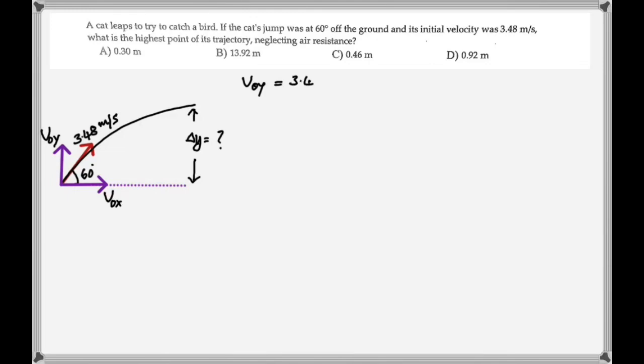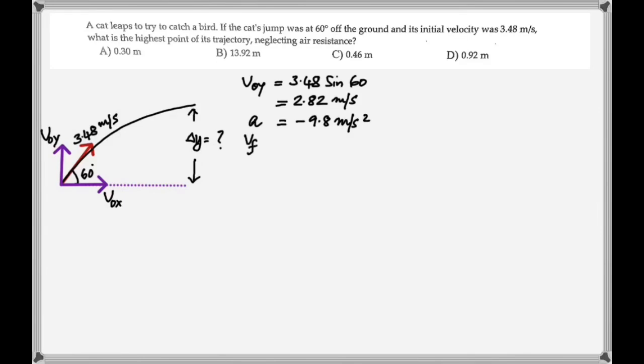Right? So let's focus on the vertical quantities. Now V of y is 3.48 sine 60, which is 2.82 meters per second. Now, do we know the acceleration along the y direction? Yes, it's negative 9.8 meters per second squared all the time.